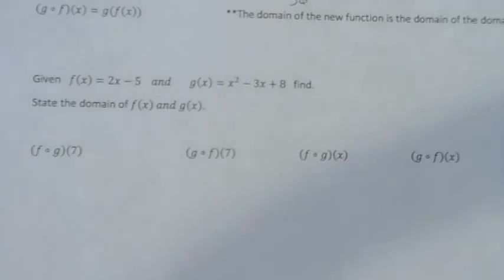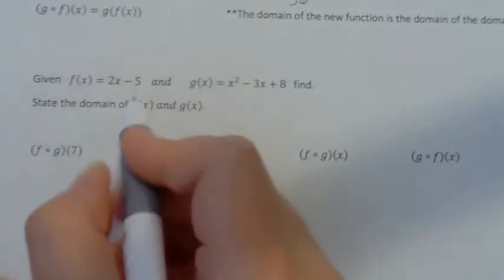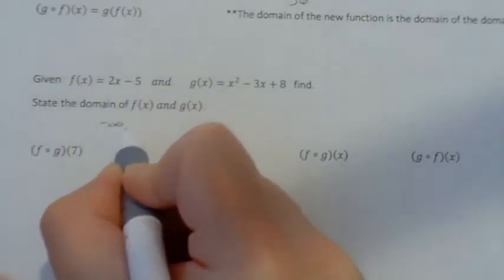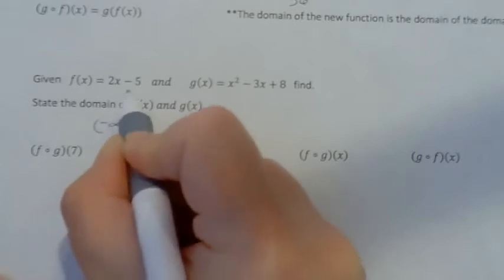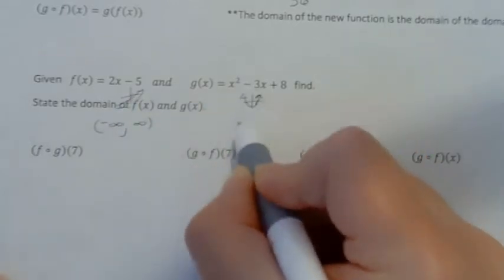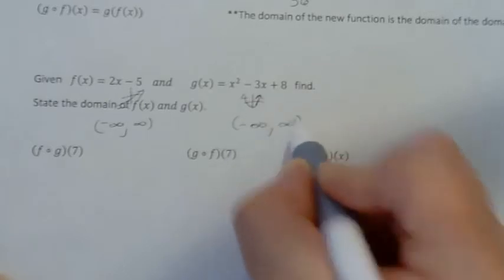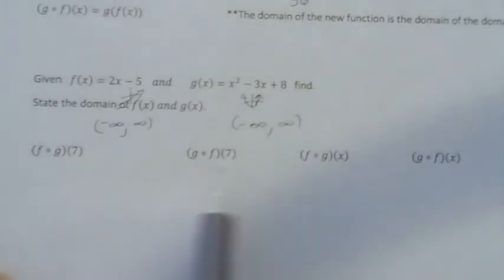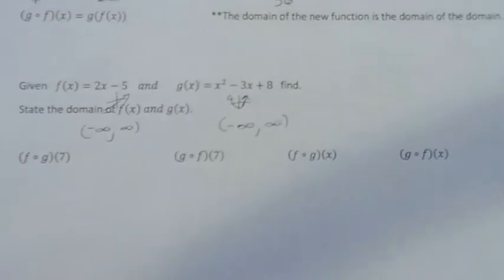So here what I've got is I want to find, well, let's just start off finding the domain. First of all, this one is linear. So the domain of f of x is going to be negative infinity to infinity, because if I graphed it, it would look like this. This one's quadratic, so its domain is going to be the same, negative infinity to infinity. So every single one of these is going to start as negative infinity to infinity. And I'll explain what I mean by that.